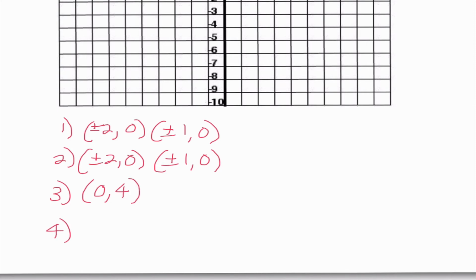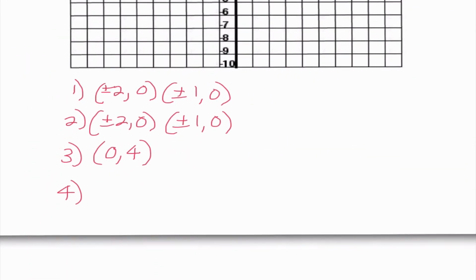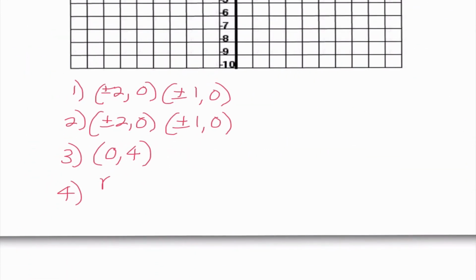And our final thing we need to do is our end behavior. So if I look at x to the 4th, I see that it's an even exponent and it's positive. So to the right, it's going to positive infinity, and to the left, it's also going to positive infinity.